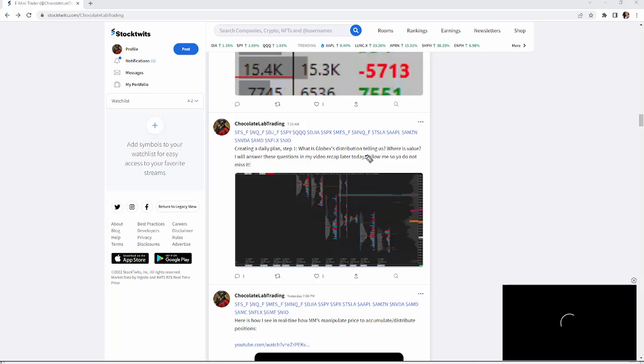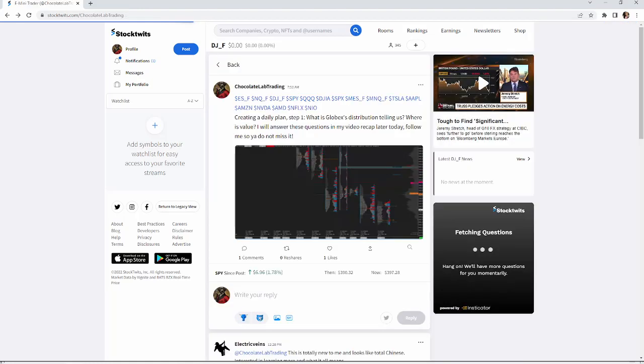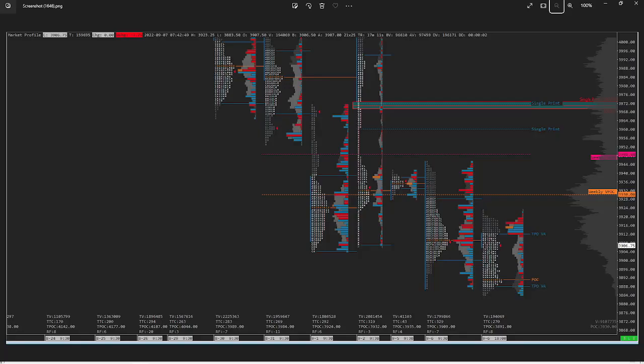So I started with my daily plan, which I broke into steps. And step one was looking at Globex's distribution. And I asked, what is it telling us? Where's value? So I will pull this picture up separately so we could better look at it rather than looking at it through StockTwits. And here it is.